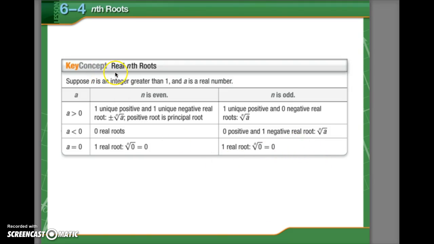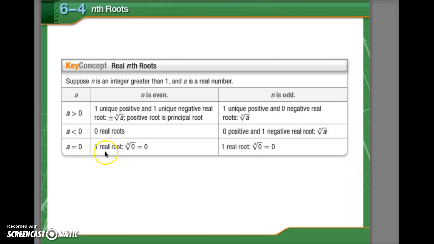Okay, another key concept, real roots. Suppose n is an integer greater than 1 and a is a real number. N is our root number. If it's an even root or if it's an odd root, that's what we're dividing up between. So if we have an even root and a is a positive number, there is one unique positive and one unique negative real root. If a is less than 0, then there are no real roots.